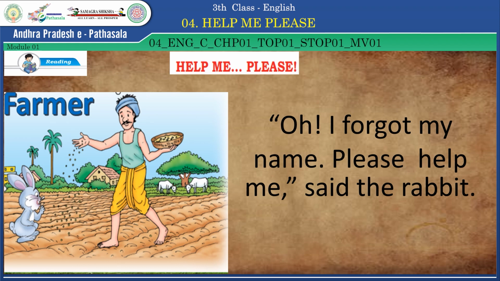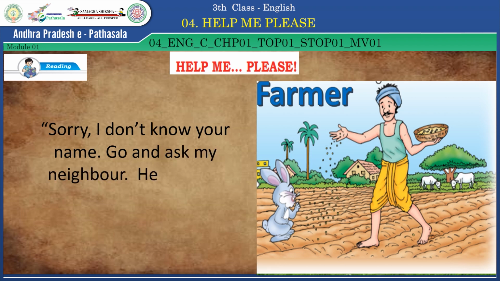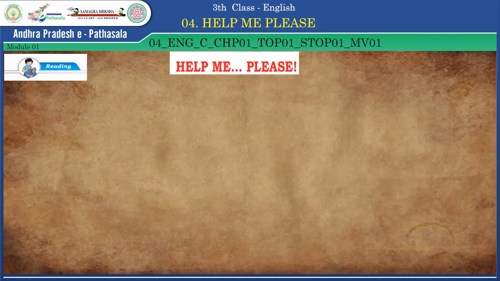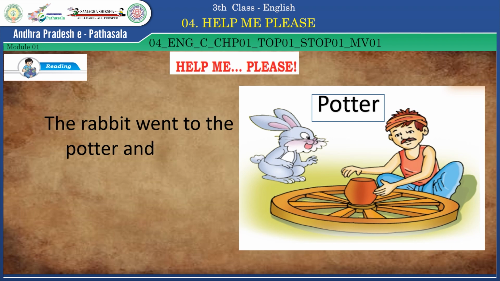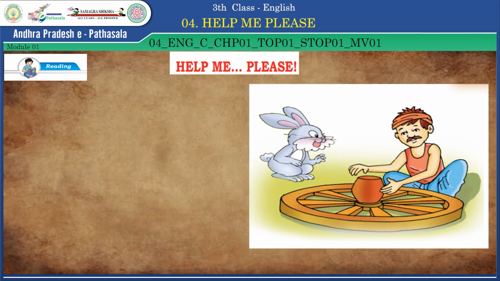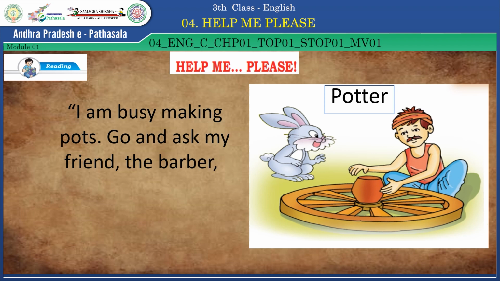Let us continue reading. "Sorry, I don't know your name. Go and ask my neighbor. He's a nice potter. He will help you," said the farmer. The rabbit went to the potter and asked, "Potter, I forgot my name. Can you please help me?" "I'm busy making pots. Go and ask my friend, the barber," replied the potter.